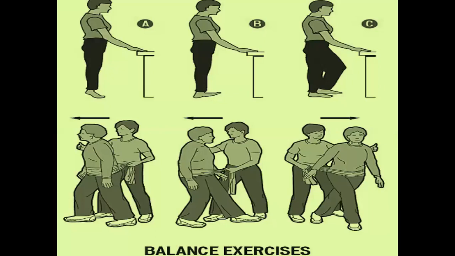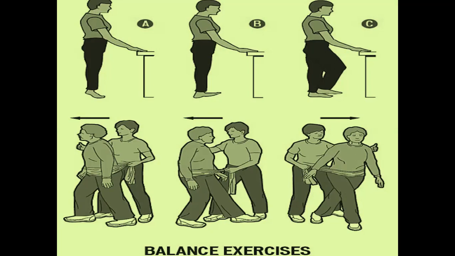The first one is to ask the patient to stand. In front of you, keep a table. Ask them to heel off. First, you have to repeat 5 to 10 times. The second balance exercise is toe off. In front of the table, we keep the table for support. Ask the patient to perform toe off.